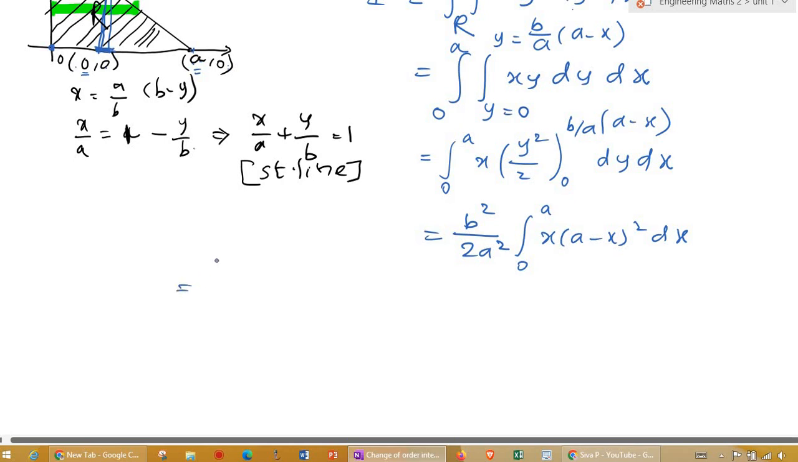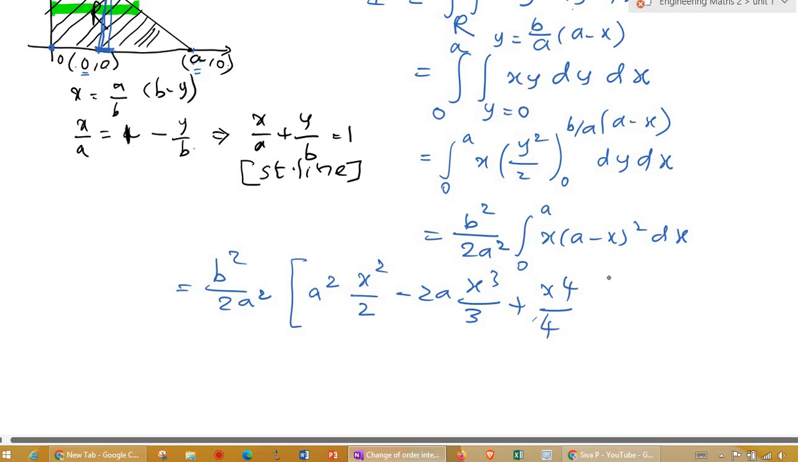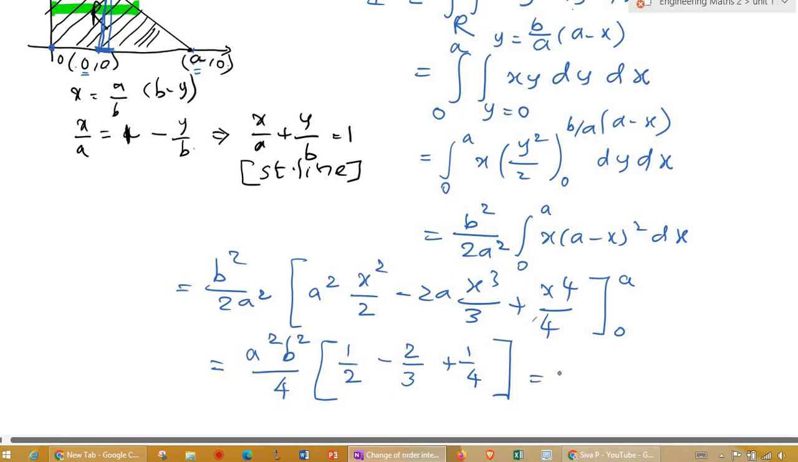So b square by 2a square, how to solve that? If you expand it, you will get a square, and then integrate it: a square x square by 2 minus 2a x cube by 3 plus x power 4 by 4, and the limit is from 0 to a. So if you are taking a square common, what you get? a square b square by 2, because here a square and then a square will come, therefore a power 4. If you are taking a power 4 outside, already a square is there, cancel that. a square b square by 4, 1 by 2 minus 2 by 3 plus 1 by 4. So which gives the answer a square b square by 24. Simplifying this with the answer.